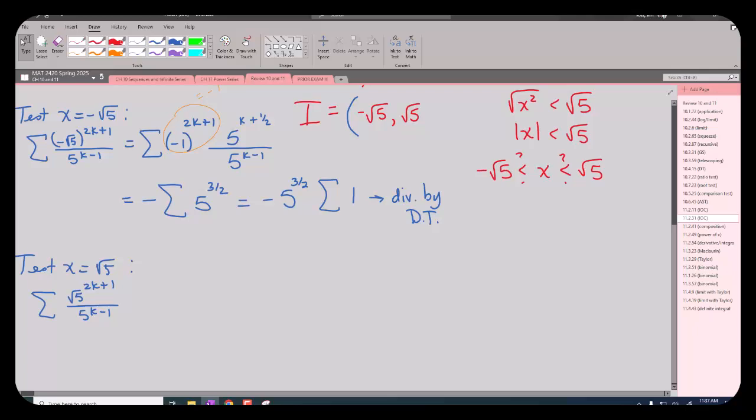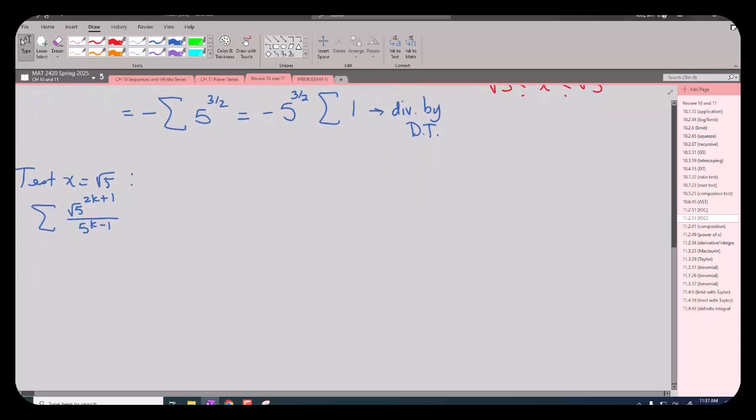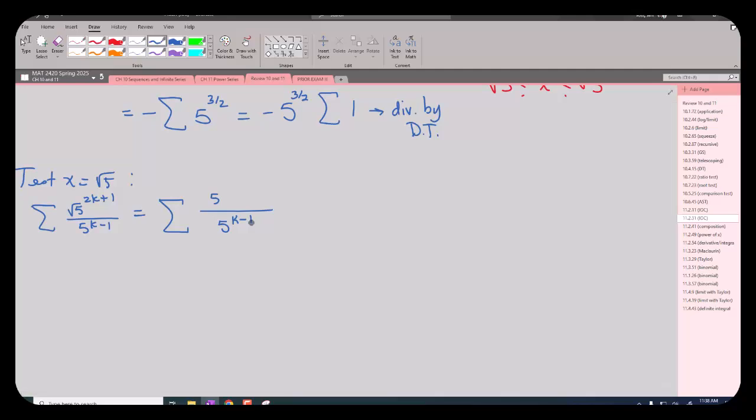Now let's test the right endpoint. All right, there's no negative sign to deal with here, so that makes some of our analysis a little easier. There's no switch. But we're going to do that same type of thing. In the denominator, we have 5 to the k minus 1. In the numerator, we need to turn this into a base of 5 instead of a base of square root 5. So that power of 1/2 gets distributed to the exponent. We multiply them together. So same idea. We're going to end up with k plus 1/2.